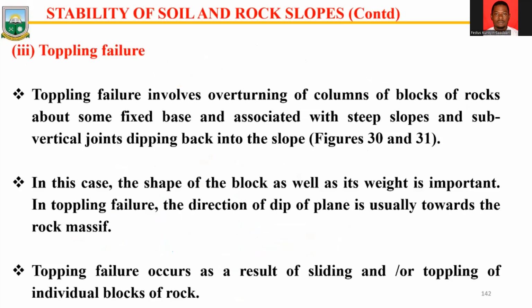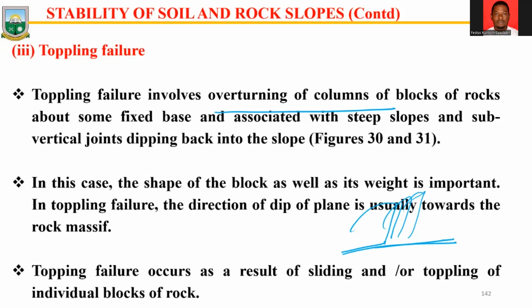Toppling is a failure which involves overturning of columns of blocks, as we saw in the picture. I have a slope, and then I have a series of blocks coming down, okay? And that is what depicts what we call a toppling. So toppling failure involves overturning of columns of blocks of rocks about some fixed base. So the base here is fixed, and I have the material falling over, associated with steep slopes.